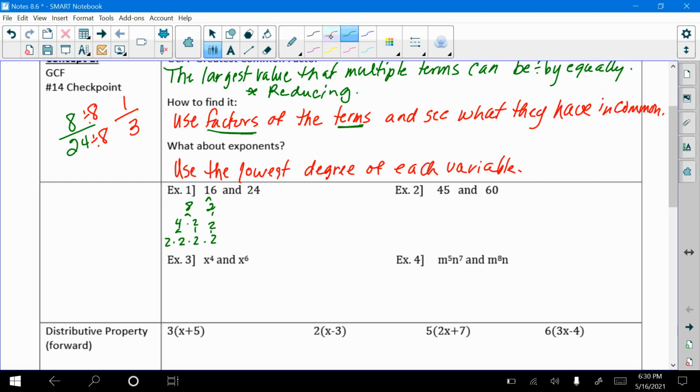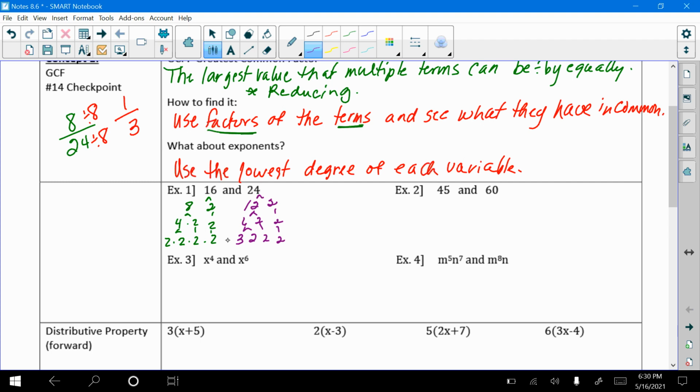Now 24, let's use purple. 24 can be broken down to 12 and 2. And 12 can be broken down to 6 and 2. Bring down that 2. 6 can be broken down to 3 times 2. Bring down that 2. So now I'm back down to the prime factorization. You guys have done prime factorization for a long time. It's been a while though.